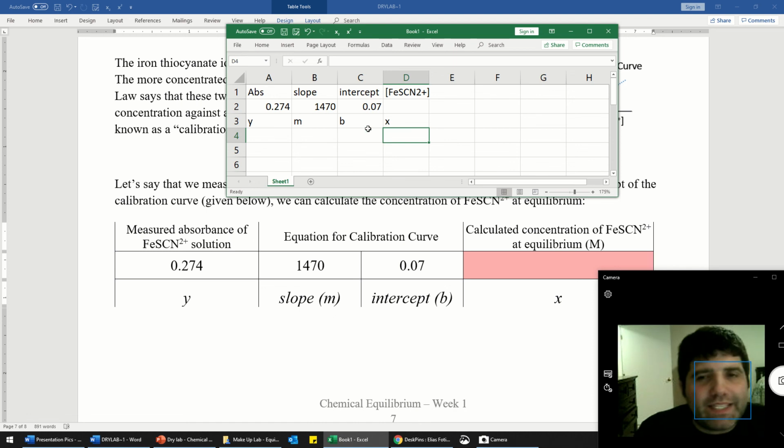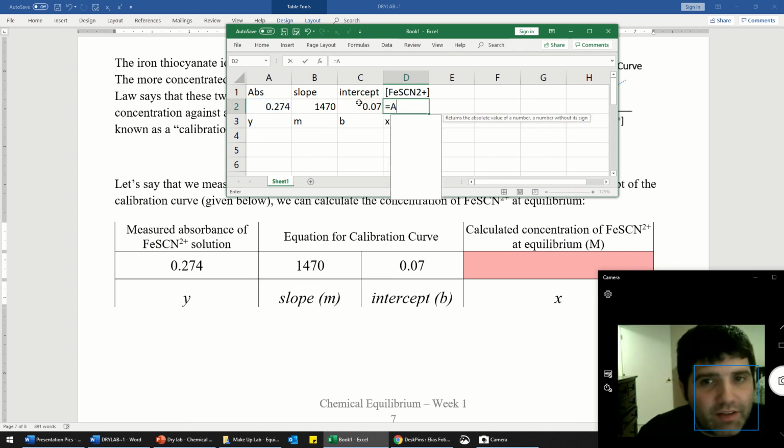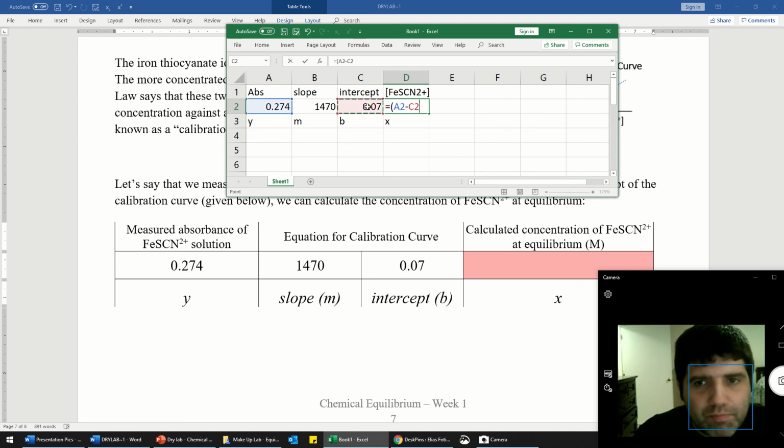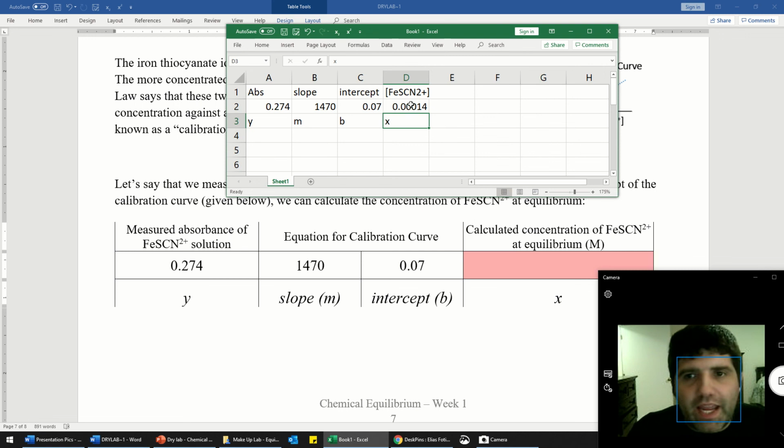So in order to get x by itself, what you have to do is y minus b, and then you have to divide by the slope. So that's exactly what I'm going to have Excel do. I'm going to do y minus b, and actually I should put that in parentheses, y minus b, divided by the slope. And there we go.